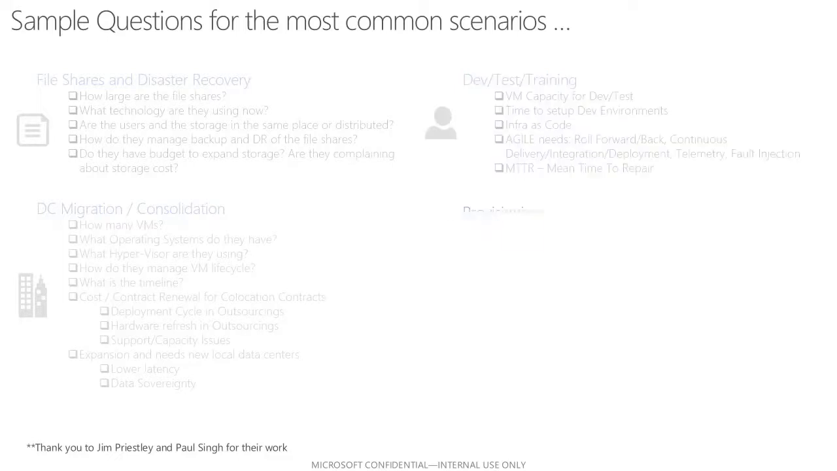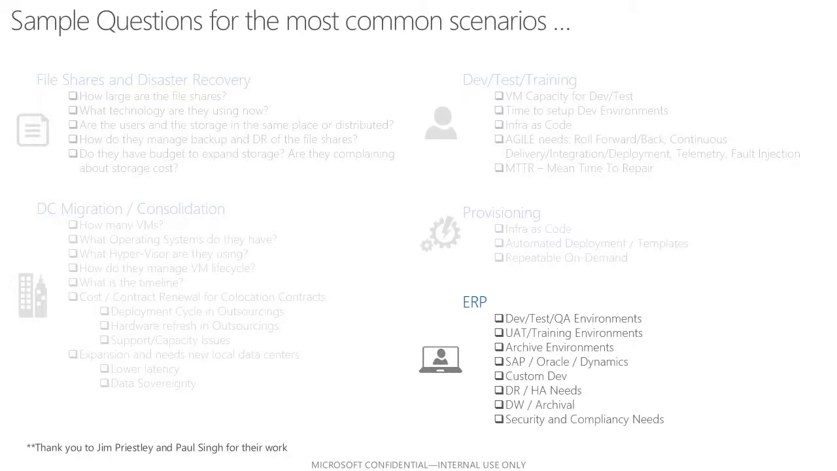If you're going to run ERP on Azure, for example SAP, then you'd have to think about whether you want to build a separate dev test and QA environment, training environment, archive environment. SAP, Oracle, Dynamics, or any other ERP applications have specific virtual machine requirements. For example, in the case of SAP, we have specific virtual machine types that were created, running on hardware that was created or acquired specifically to run SAP S/4HANA.